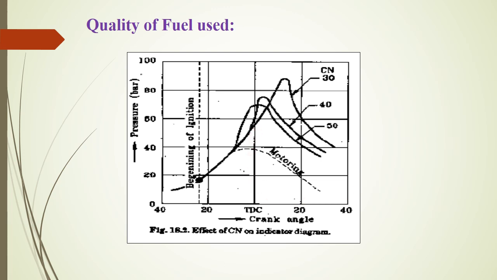Chemical properties means the self-ignition property of that fuel. Physical properties means how volatile the fuel is, the viscosity of the fuel, and the surface tension of the fuel. Viscosity is responsible for better atomization, and volatility is responsible for rapid evaporation. So viscosity and volatility, the physical properties, are also very important for better atomization, better mixing and better evaporation of the fuel.